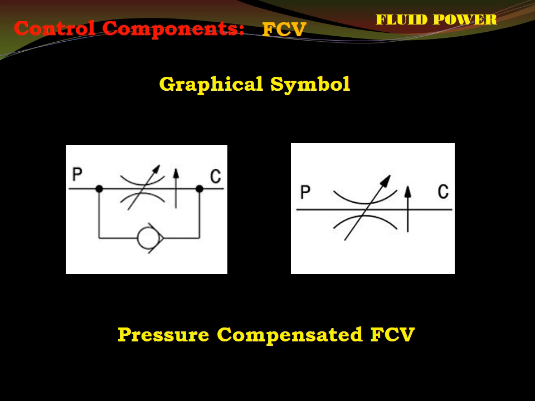The graphical symbol. This one is the graphical symbol of the compensator FCV. Okay, this arrow says it is pressure compensated type. Here, this is one second pressure compensated type, but with a check valve as an integral part. Okay, that is the graphical symbol.